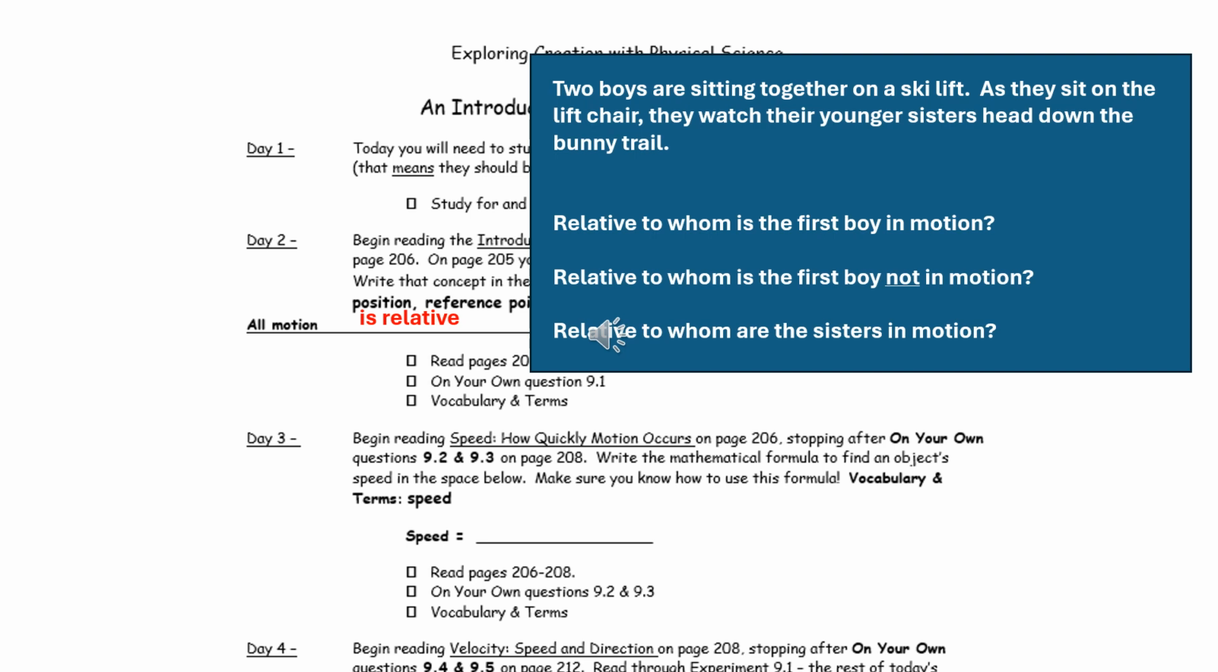So the first boy would be in motion to the girls that are on the bunny trail. If they looked up at the boys, they would see them switching location as they go up in the chairlift. Meanwhile, the first boy is sitting motionless on the chairlift next to the second boy, and so relative to the second boy, the first boy is not going to be in motion. And finally, the 2 sisters on the bunny trail, they are going to be in motion relative to the boys who are looking down at them.